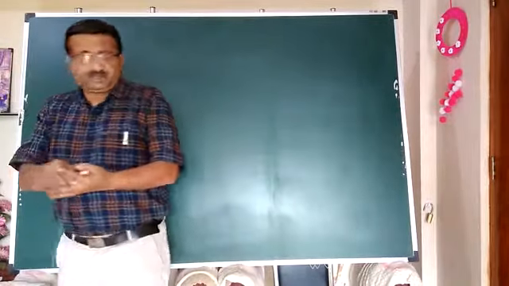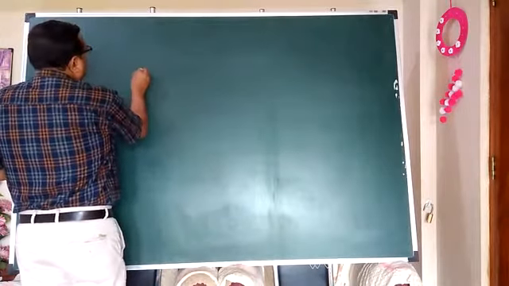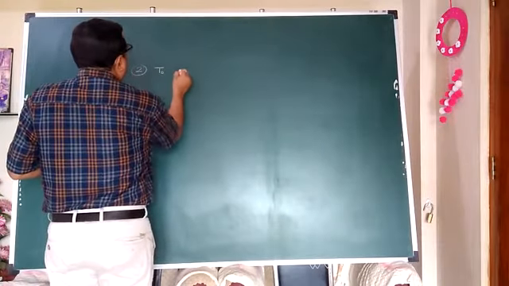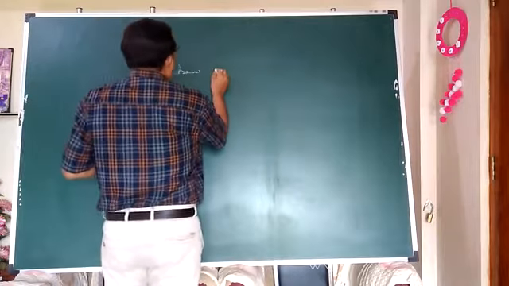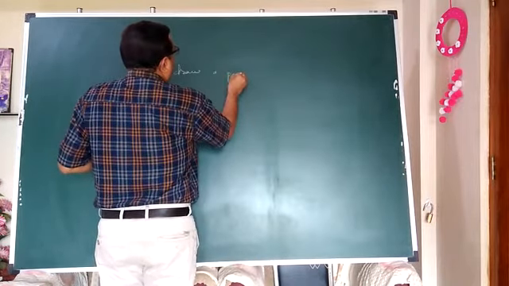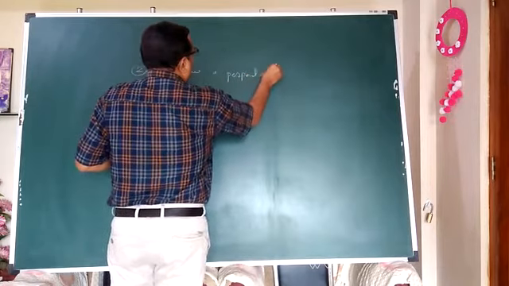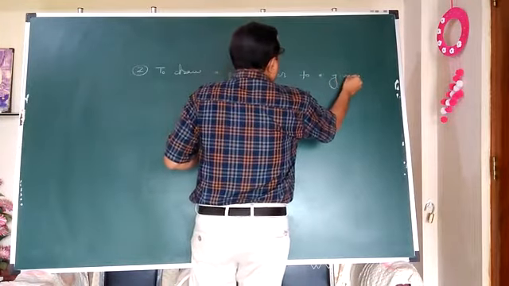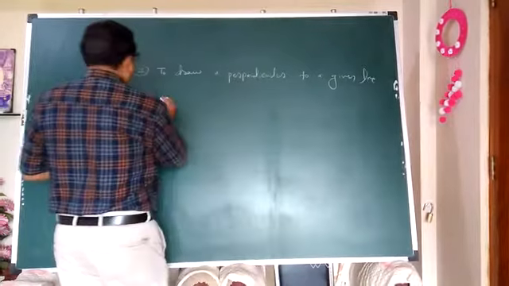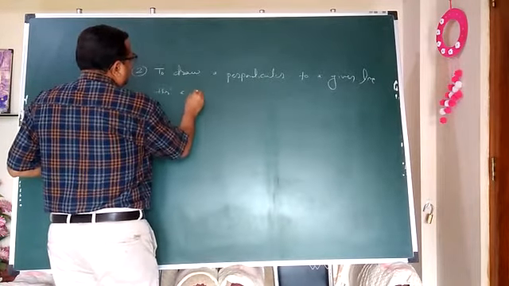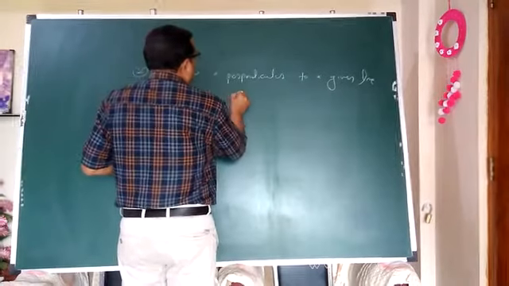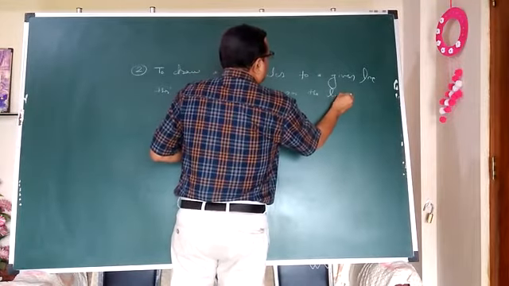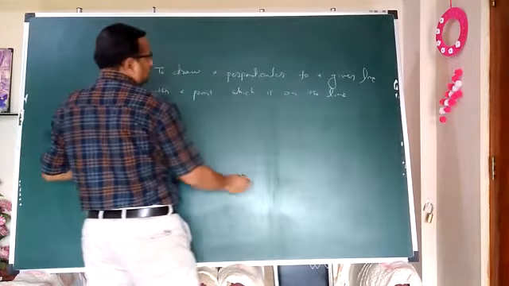First one. Second, to draw a perpendicular to a given line, to a point which is on the line itself.